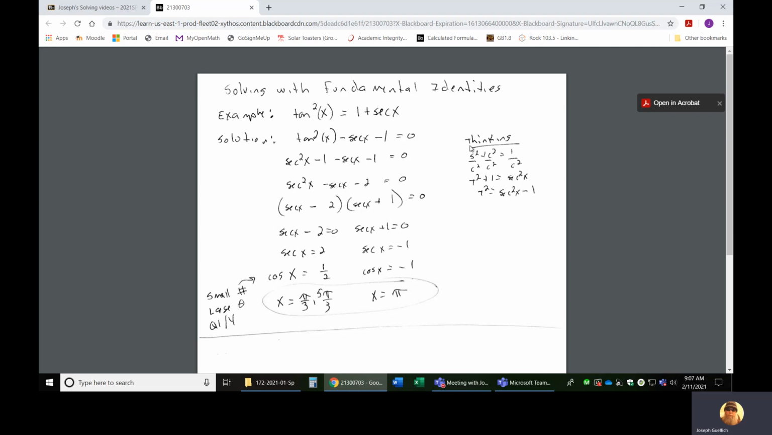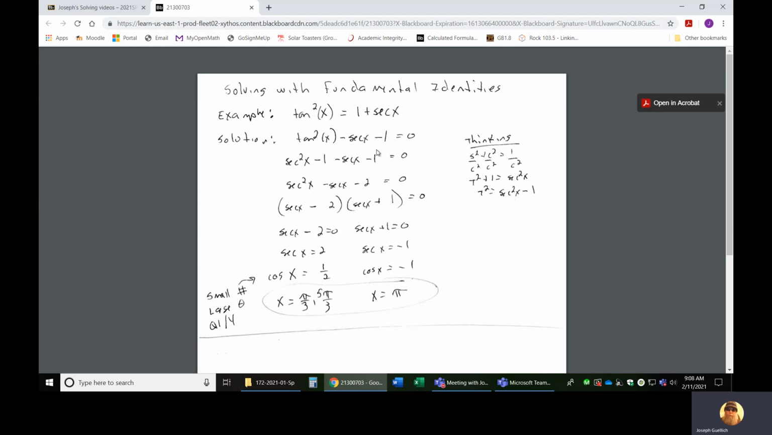Now, I got my thinking over here because my brain still doesn't connect. Is it tangent and cosecant? I'm not sure. So I start with the basic Pythagorean, sine squared plus cosine squared equals 1. I want tangent, so I know to divide by cosine. So sine over cosine is tangent, cosine over cosine is 1, and then 1 over cosine is secant. And then I go, oh, now I know.